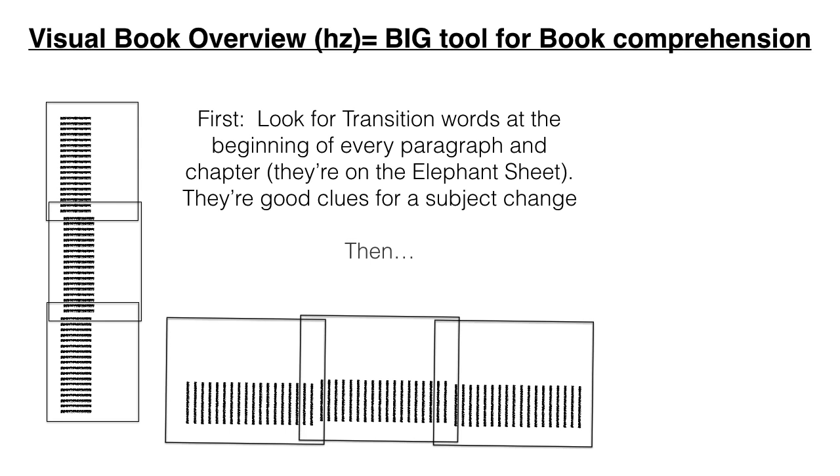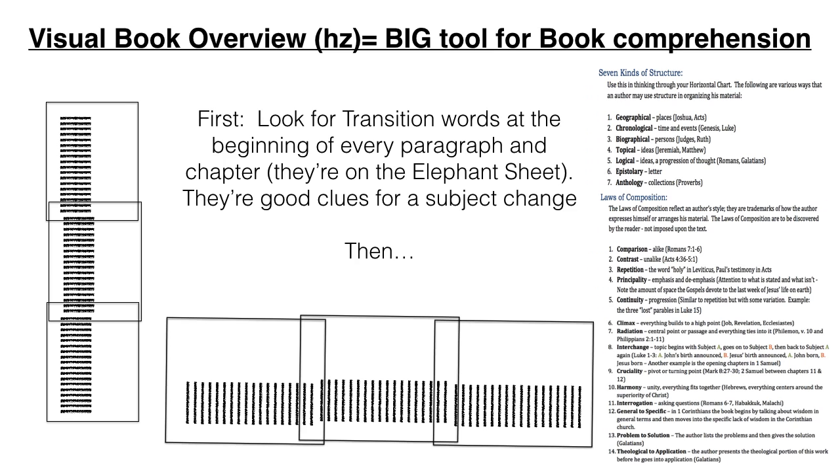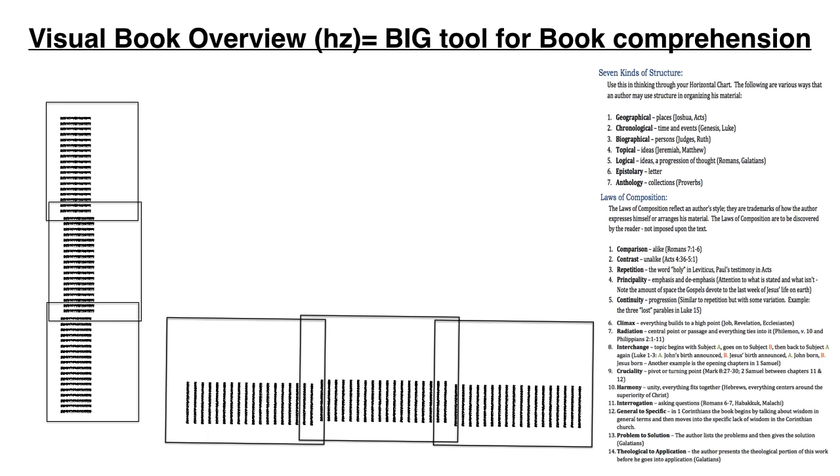And then there's another level of analysis we're going to teach you. You have a handout for this. It's been laminated by your wonderful staff. We're going to teach you that there are 7 types of structure that authors use, authors of any book. And there are 14 laws of composition, and what that means is an author is thinking about the best way to communicate his or her message. And we just teach you those, and you look for them as you go through the book.